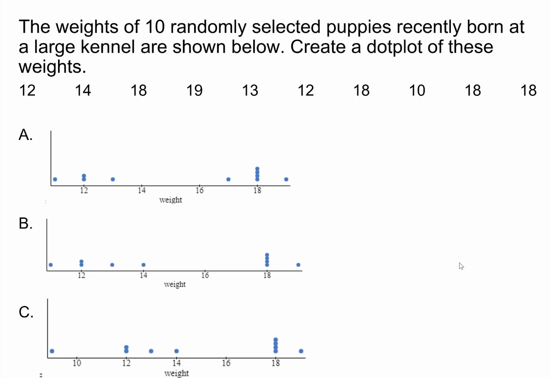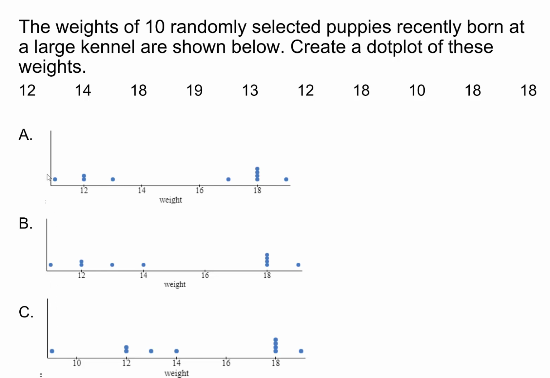The weights of 10 randomly selected puppies recently born in a large kennel are shown below. Create a dot plot of the weights. So I've given you 3 dot plots, and I want you to figure out which one would be the correct dot plot. You want to look at the data and see what we see in the graphs. We notice that graph C is different than the other 2 graphs: the lowest value shown here is a 10. And if I look at my data, I don't have any value less than 10, so I can eliminate C.